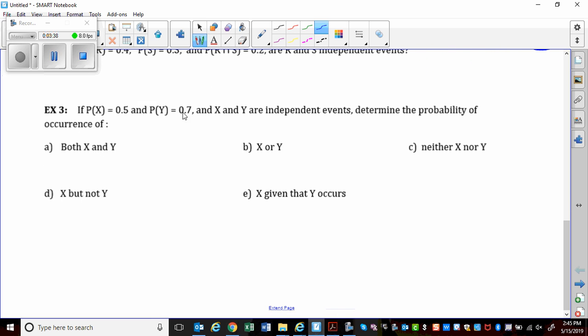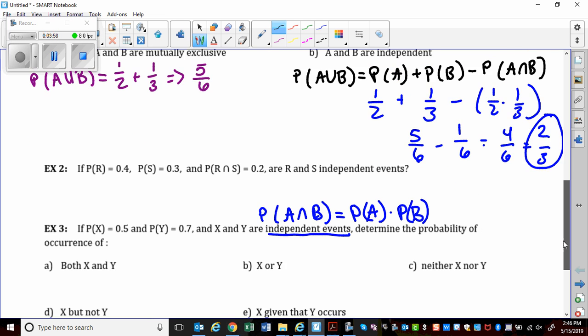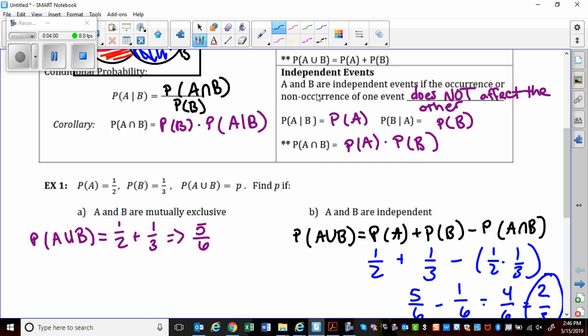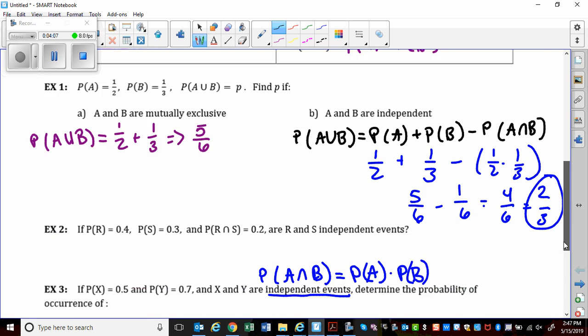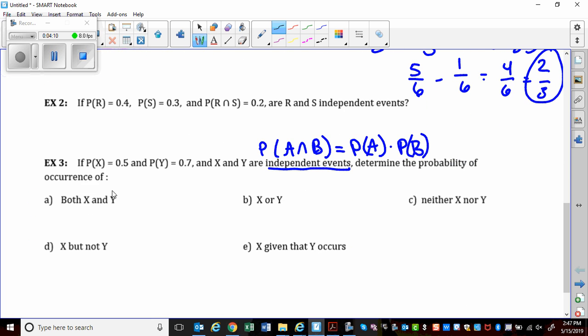Let's try number 3. If the probability of X is 0.5 and the probability of Y is 0.7, X and Y are independent events. This is very important. Determine the probability of the occurrence of both X and Y. So given that they're independent events, I went up here and I wrote the formula. For independent events, the intersection is probability of A times probability of B. We just wrote it down because we're probably going to need that. So both X and Y, that means the intersection of X and Y.